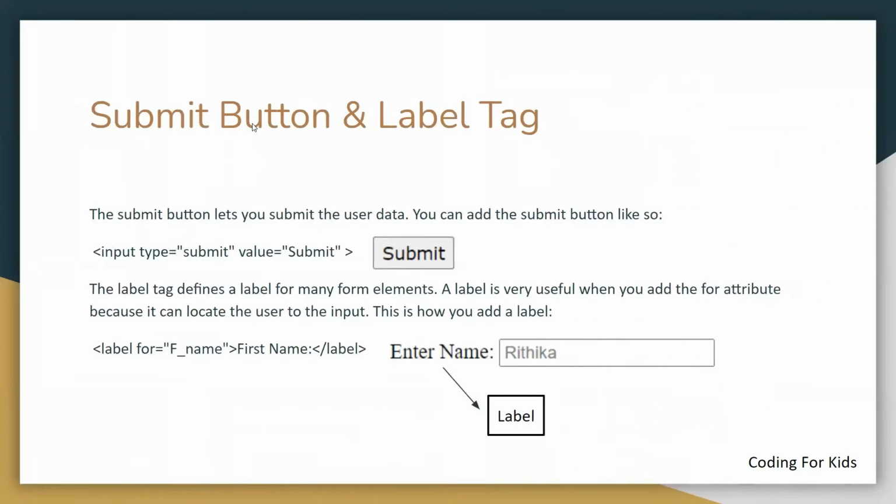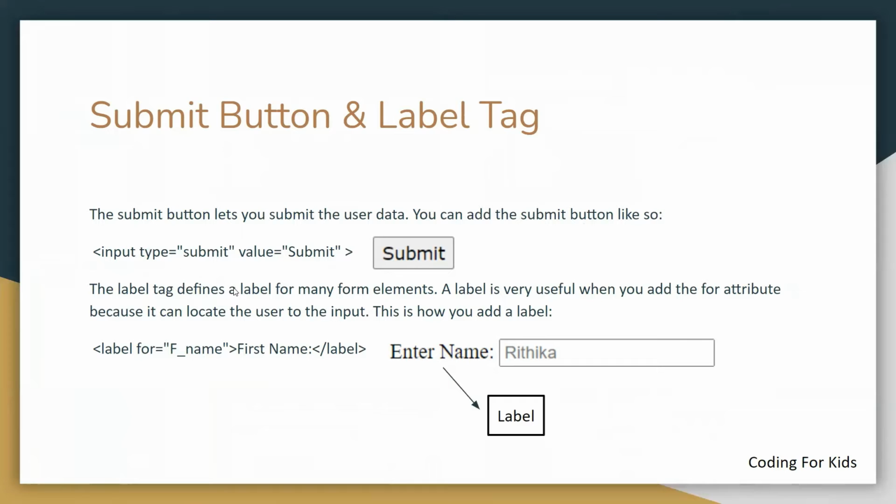Now let's look at the submit button and the label tag. The submit button lets the user submit their data or information. You can add the submit button like so. You just put type equal to submit.